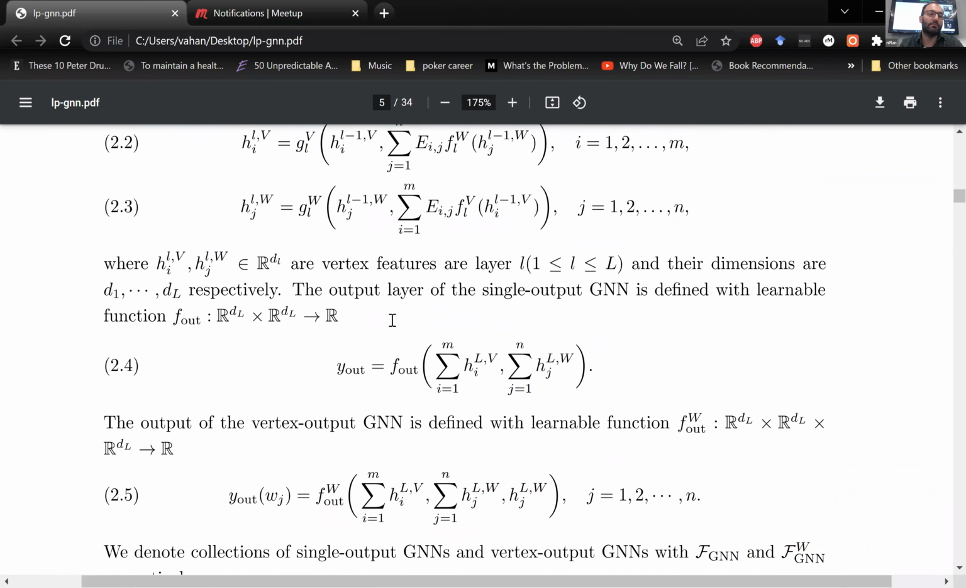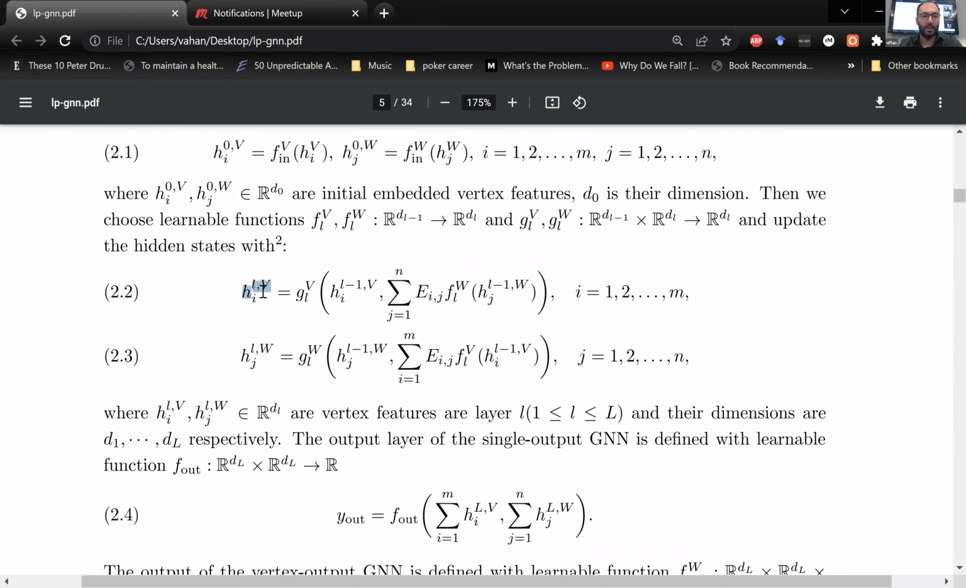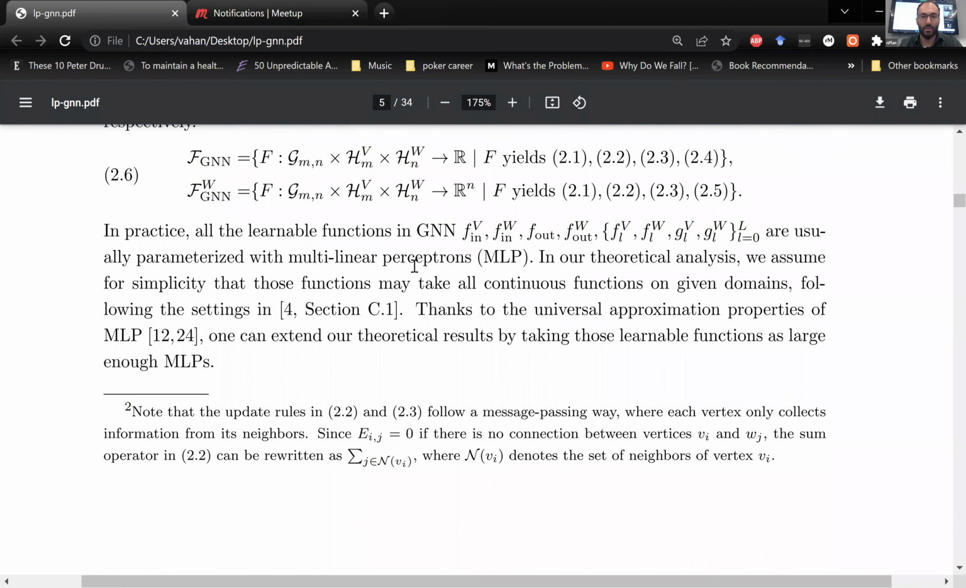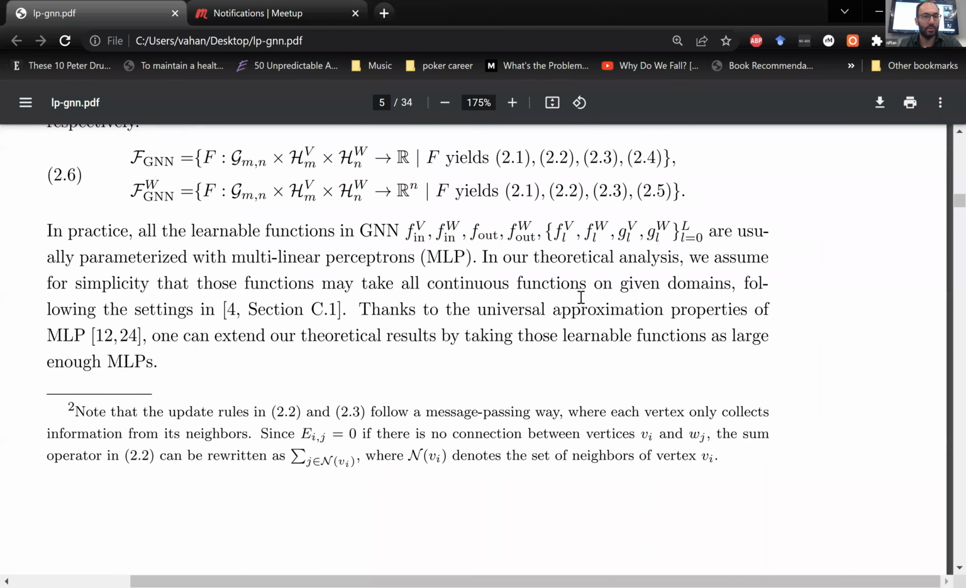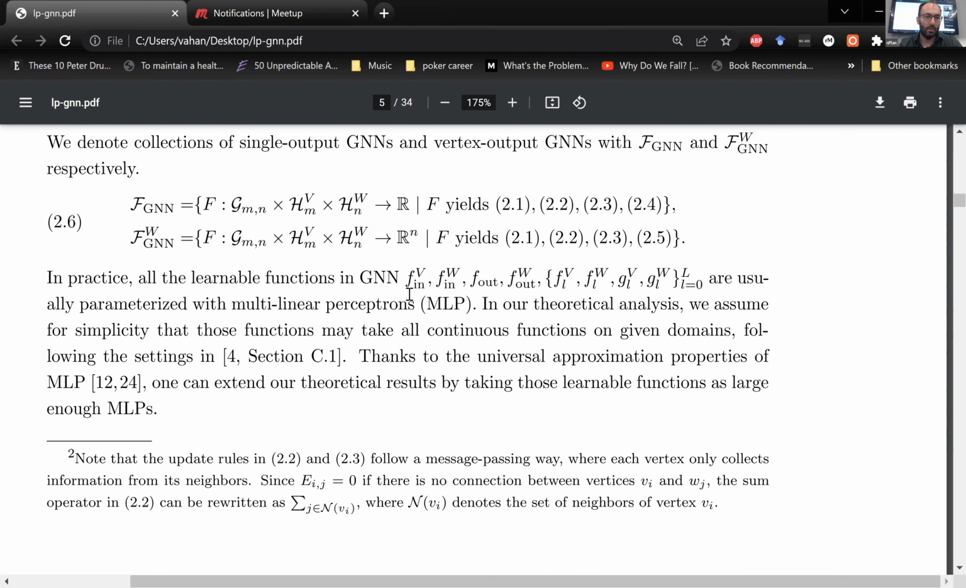So these edges give the next layers. So we are going to actually learn many functions. There you go. Here are the functions we are going to learn. The f's convert the inputs into an embedding for each feature. The output is the output of the GNN, and the L's are the functions for each layer. And they say they use an MLP for each of those.